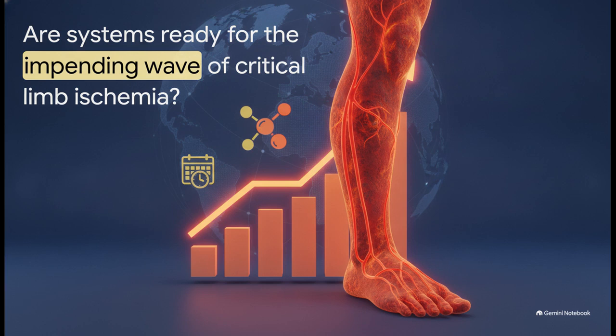But as we wrap up this explainer, I really want to leave you with a bigger picture reality. Look at the current global trends. With rates of diabetes absolutely soaring, coupled with rapidly aging populations all over the world, the math is undeniable. Are our clinical systems truly prepared to handle the massive impending wave of critical limb ischemia? Mastering the identification and aggressive early management of this disease isn't just good clinical practice anymore, it is a vital public health necessity. Keep this whole framework in mind the very next time you're checking pulses.